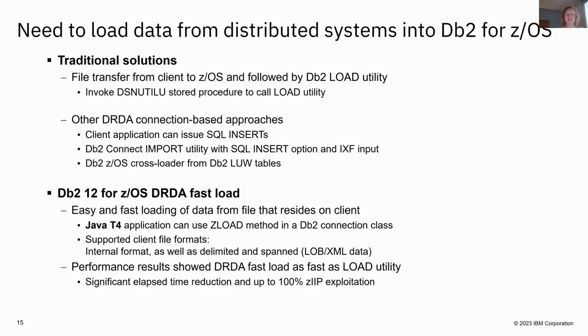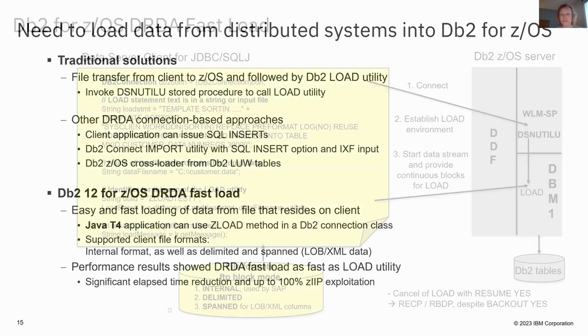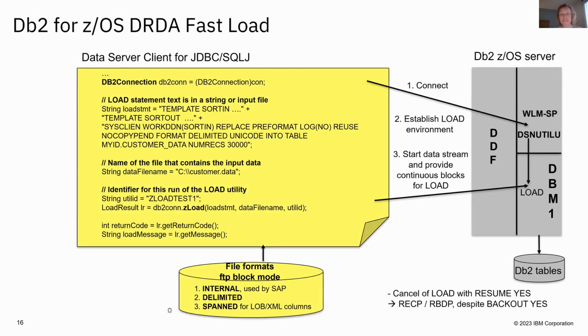But actually, since DB2 12, which is going out of service next year, so it's already old, we support the DRDA fast load. And that is actually very cool, because you de facto call a load utility from a distributed application. And this is just an example out of a Java program. You can also implement it in C.